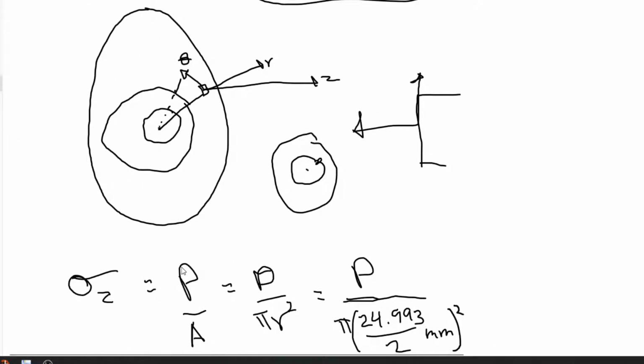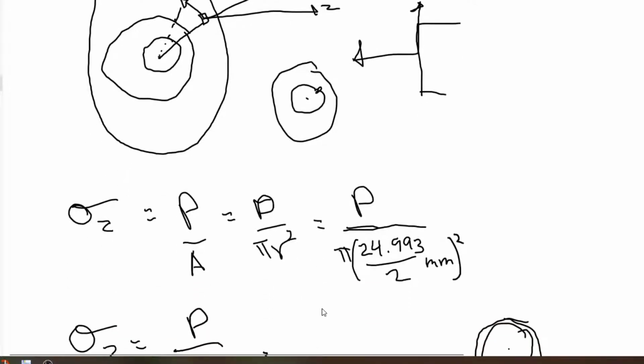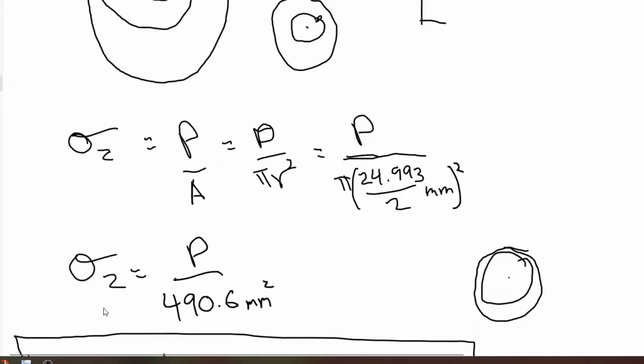But anyway, we've got load divided by area, and since we're working with a circular cross section, that's pi r squared. So P divided by pi times our diameter divided by 2 millimeters, squared. That ends up being 490.6 millimeters squared, which we can plug in here to give us our sigma z in terms of our P.